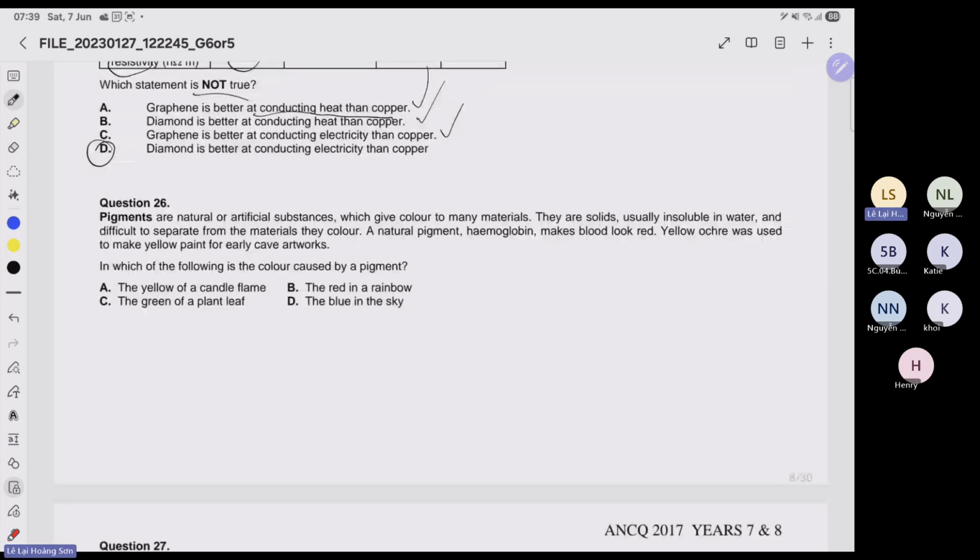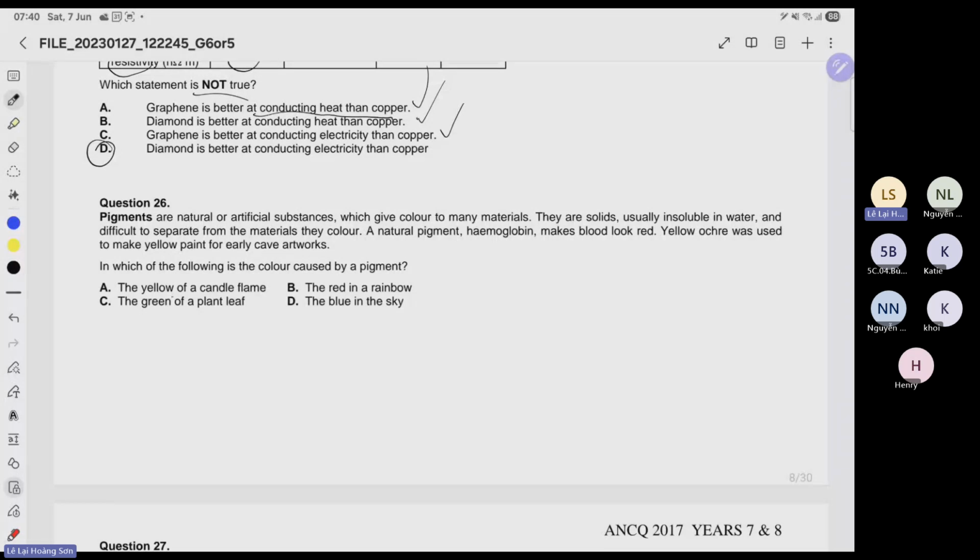All right, we have come to question number 26. Pigments are natural or artificial substances that give color to a substance, and so on. Which of the following is the color caused by a pigment? The yellow of a candle flame, the green of plant leaves, the red in the rainbow, the blue in the sky. This is a very interesting question. Actually, you have to know a little bit of physics knowledge to be able to answer this.